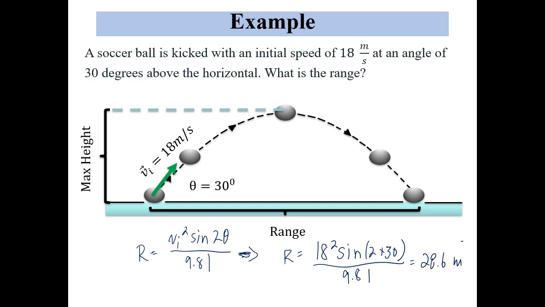Now, how would you do this problem without using the range equation? Well, you need to figure out the time. And to figure out the time, you could use the vertical direction, right? If you know y initial and y final are the same, that means delta y is equal to 0. You solve for time, and then from that time, you plug it into the delta x equation and solve for delta x.